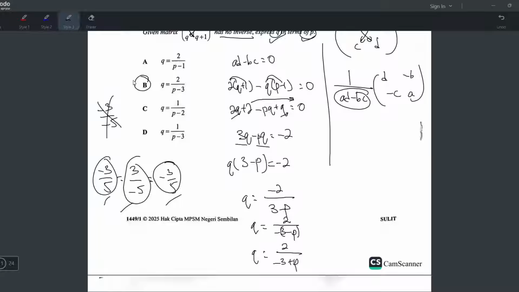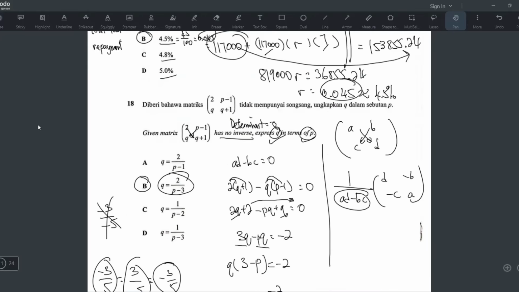Okay, the answer is B. The answer is B, because negative 3 plus P is the same as P minus 3. Okay, P minus 3. It's the same thing, right? I didn't change its sign. It's just that I write P first, and then negative 3 afterwards. Okay. Yeah, it's the same thing. Alright, hope you understand.